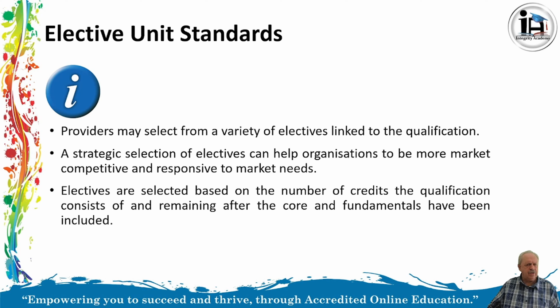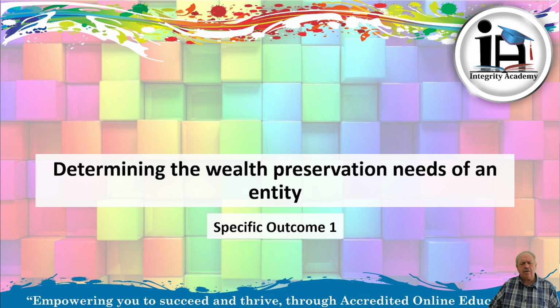Right, so the unit standard then consists of specific outcomes, and mostly there are about 4 outcomes per unit standard. Outcomes are what we want to achieve by the end of studying this specific unit standard. So the first outcome here is determining the wealth preservation needs of an entity. First we need to establish what our client wants and what our client has in place. And once we know that, we can move further to develop a plan for our client.